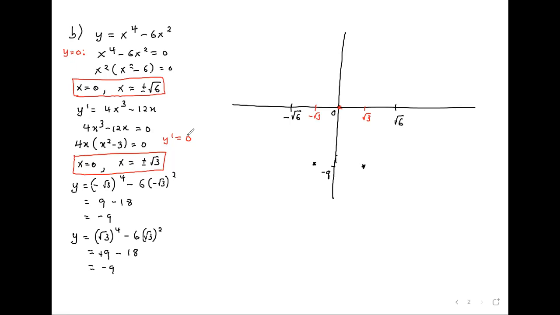So we have also used 0. When you substitute, we get 0. So that's why we also have that point here, this point here, and that point here. So we have 3 turning points.